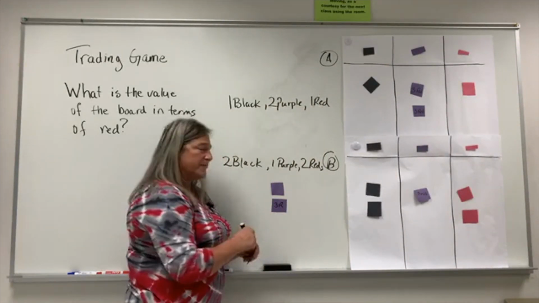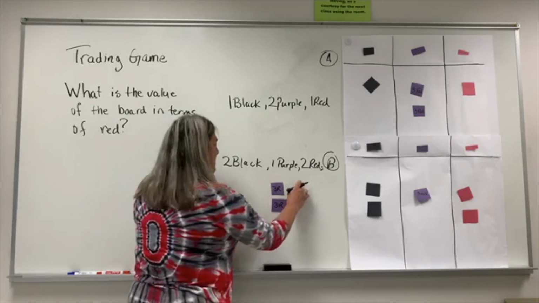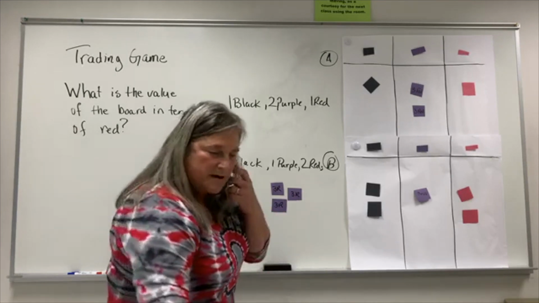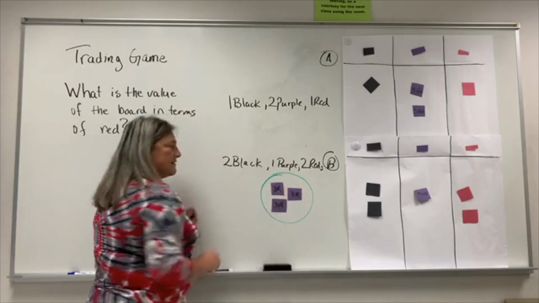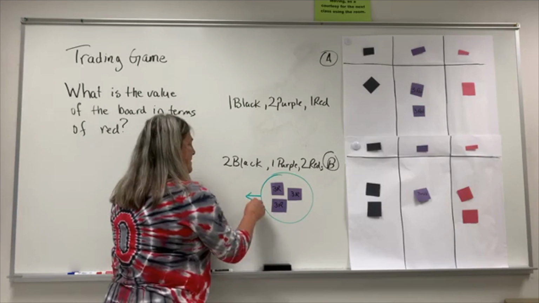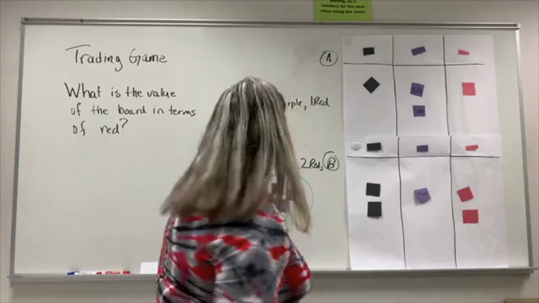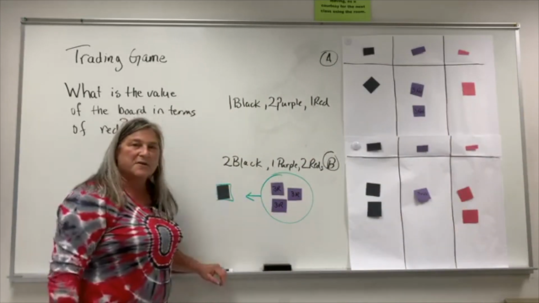If that purple has 3 reds, we know that this purple is going to be worth 3 reds also, and this purple will be worth 3 reds. Now, why do we care? Why did we put these together? We care because when you have 3 purples, we exchange that then for a black. All right? So we exchange this for, go ahead and put it down, a black.